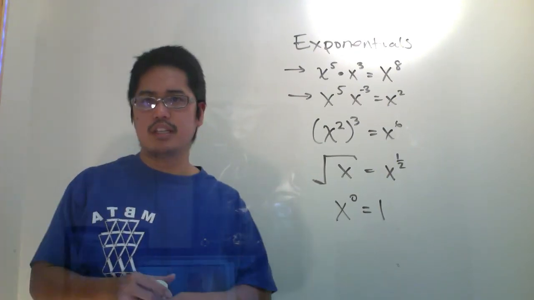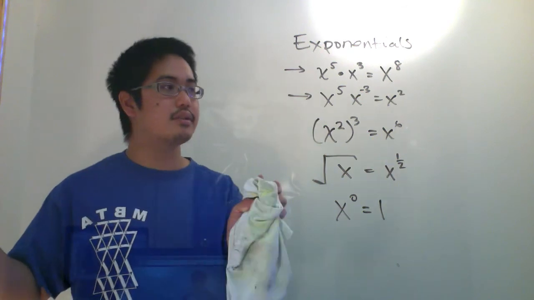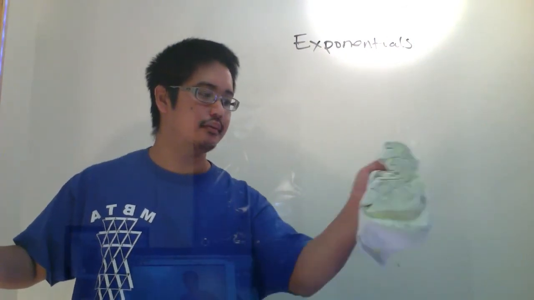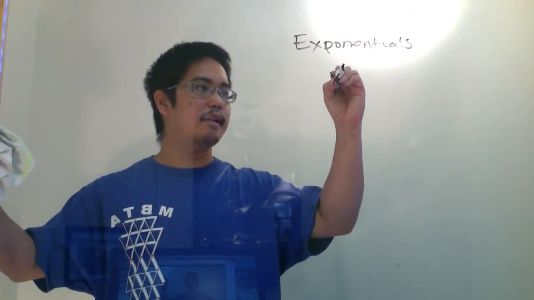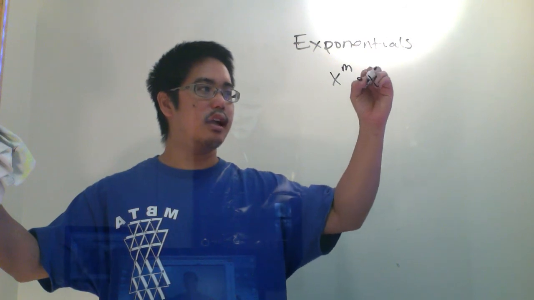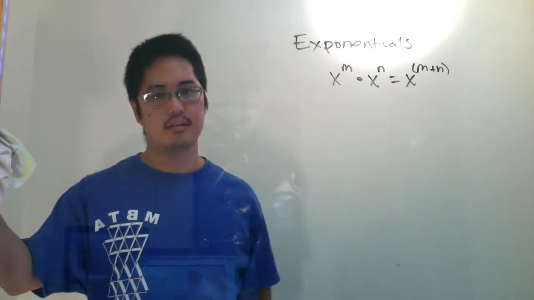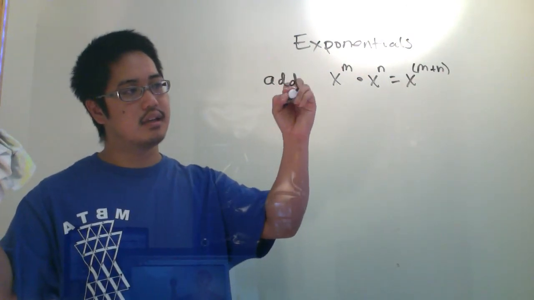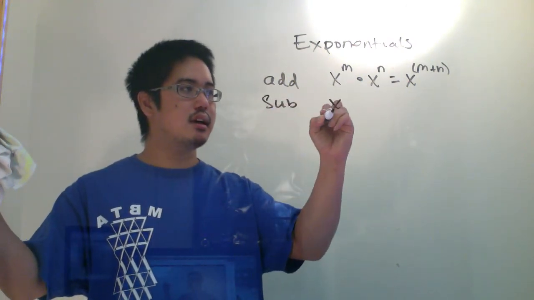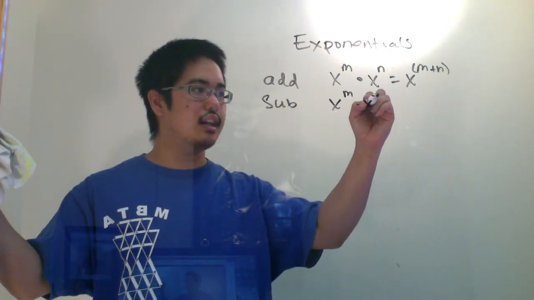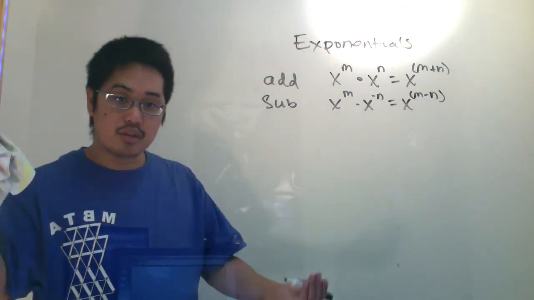All right, so I'm going to write down these exponential rules a little bit differently. I want you to write this down in your notes. Instead of writing numbers, I'm going to put m and n. X to the m times x to the n is equal to x to the m plus n. This is adding exponents. Cool? Subtracting. X to the m divided by x to the n is equal to x to the m minus n. Where m and n are numbers, by the way.